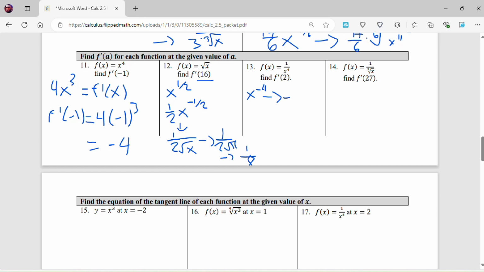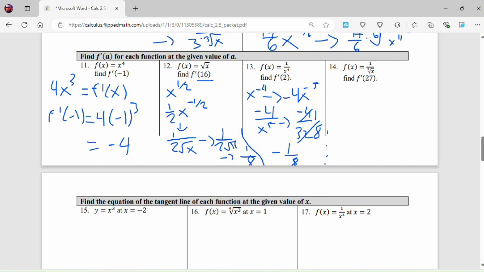Get the derivative. Negative 4 comes to the front. x stays the same. Negative 4 minus 1 is negative 5. Can rewrite that as negative 4 over x to the fifth. Plug in 2, you get negative 4 over, and then 2 to the fifth is 2, 4, 8, 16, 32. Divide by 4, you get 1. Divide by 4, you get 8. So your final answer is negative 1 over 8.